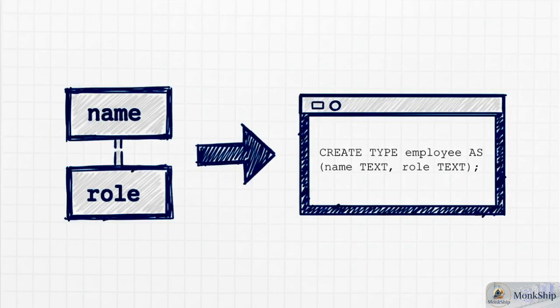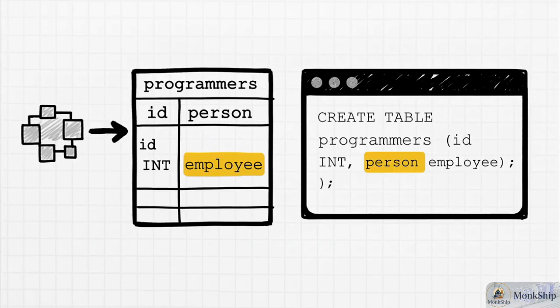Step 1, we define the structure. It's super straightforward. We're just creating a new data type and we're calling it employee. You can think of this like a blueprint for an object. All we're doing is telling Postgres, hey, every single employee object is going to have two things, a name and a role. Okay, step 2. We use that blueprint, we create a new table called programmers. The first column is just a standard ID, nothing special. But check out that second column, person.